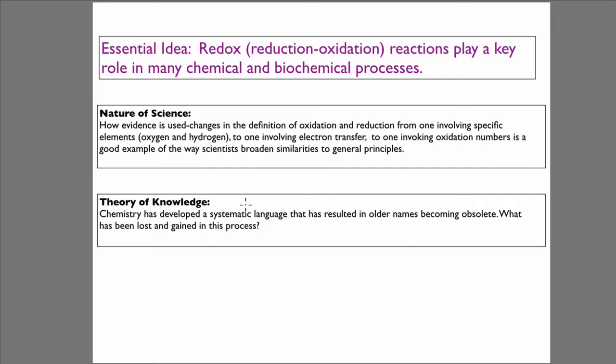Nature of science: How evidence is used. Changes in the definition of oxidation and reduction, from one involving specific elements, oxygen and hydrogen, to one involving electron transfer, to one involving oxidation numbers, is a good example of the way scientists broaden similarities to general principles.